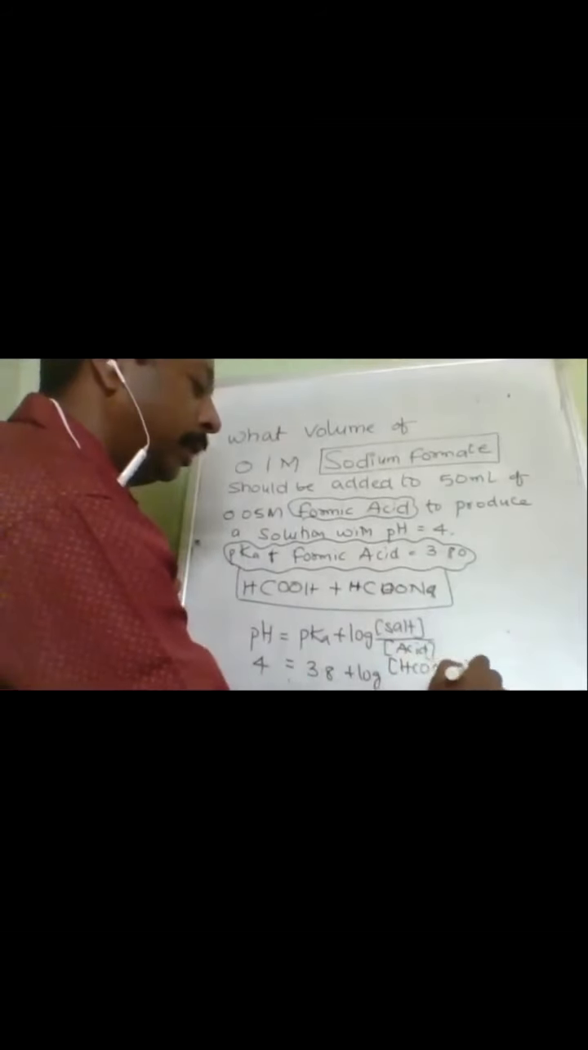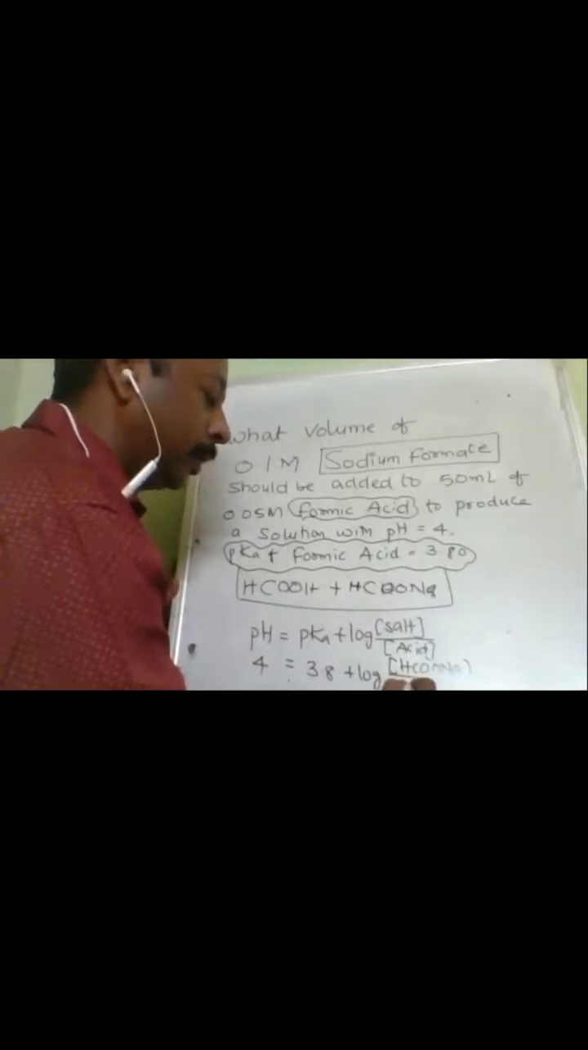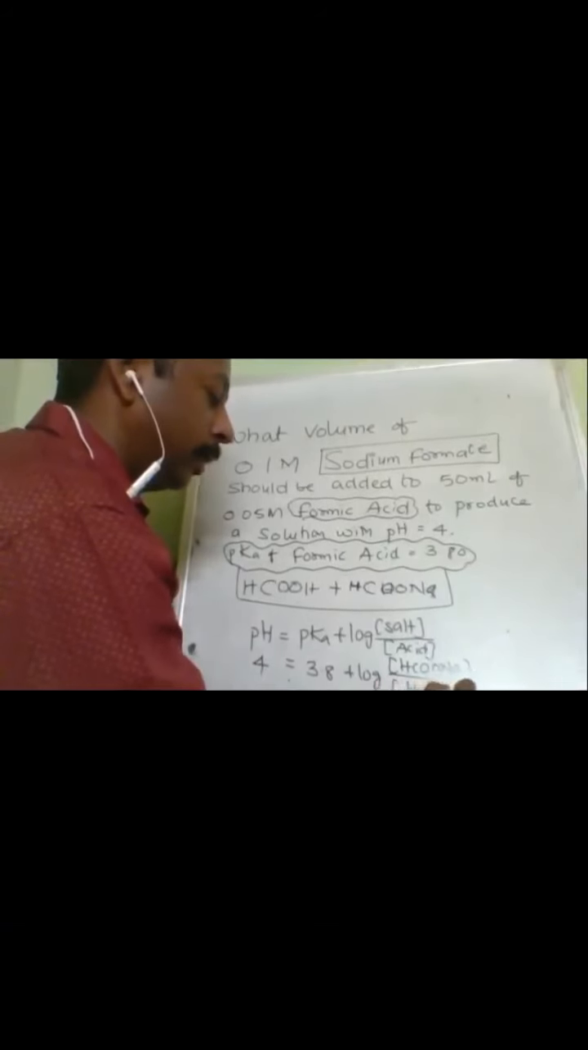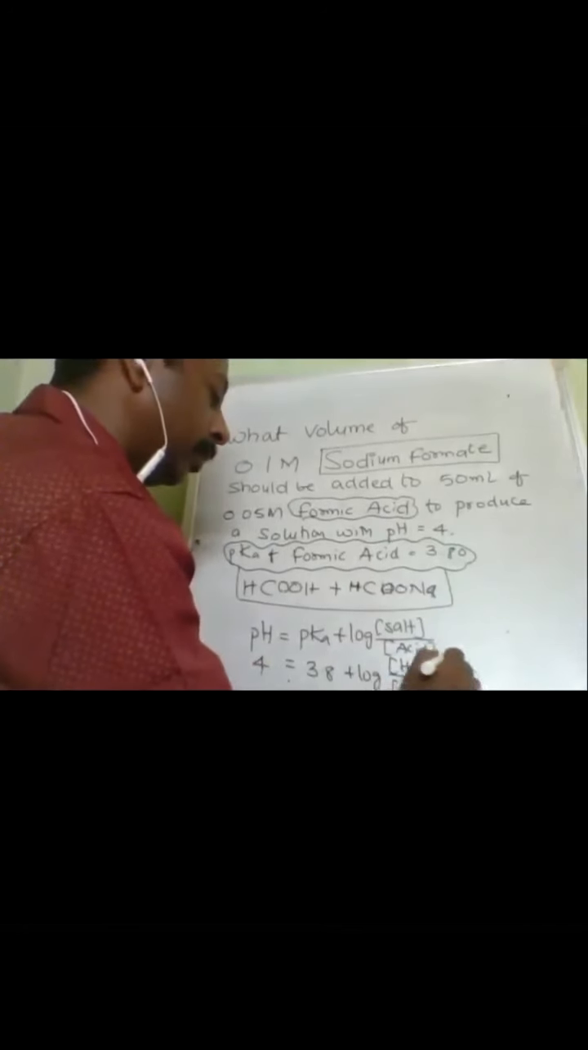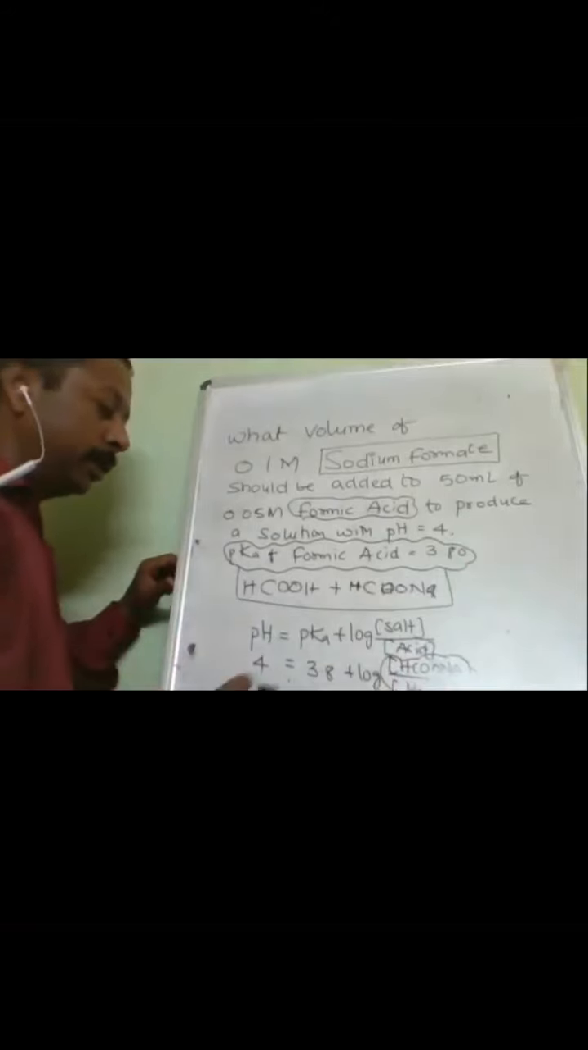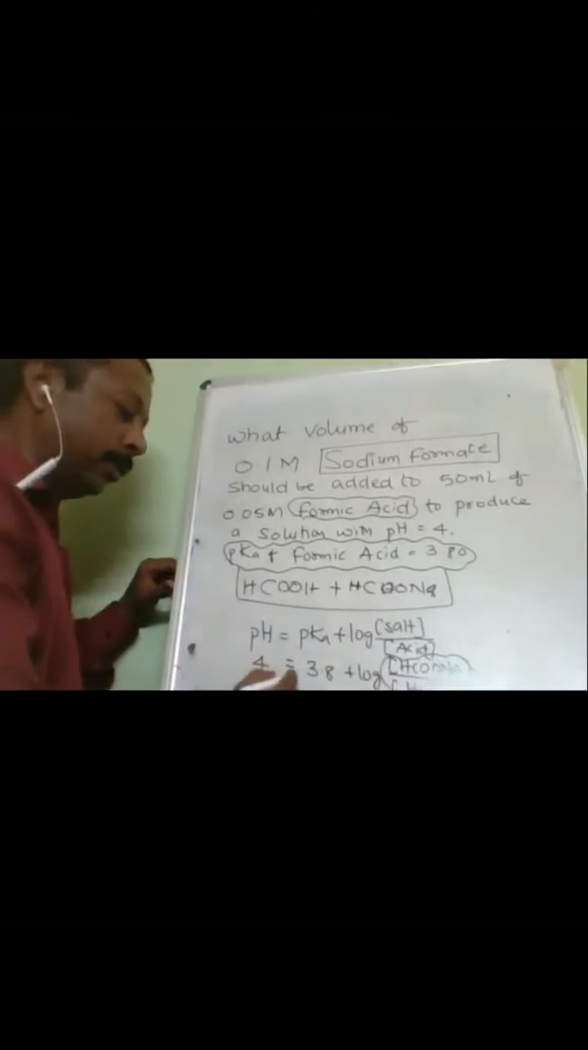Log of [HCOONa] divided by [HCOOH]. This is the salt divided by the acid. Okay, so this is the acid and salt. Now we want to find out only this ratio, which is unknown; all the rest are known. So from this, what we can write, I will write it here.